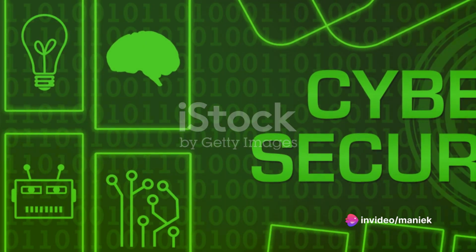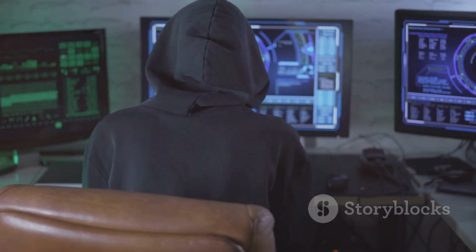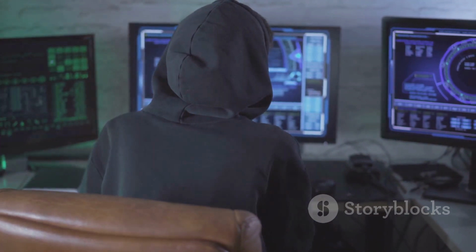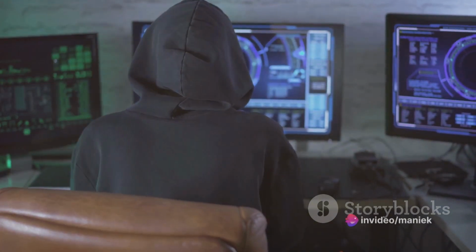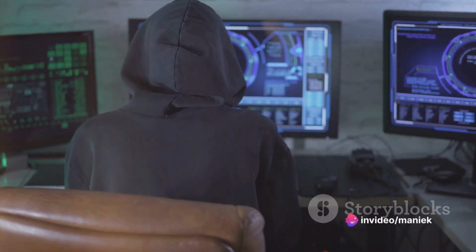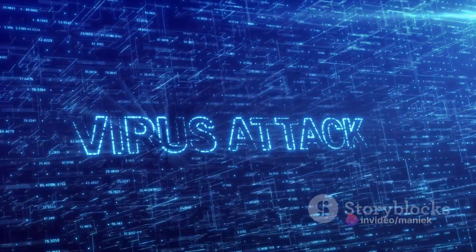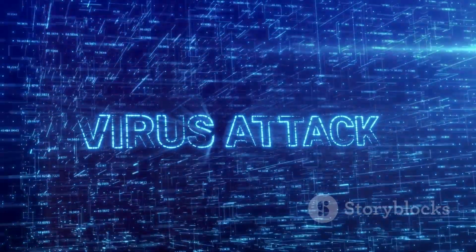Now imagine the internet as an enormous city. This city is teeming with residents, visitors, and regrettably some unsavory characters. These characters are the viruses, malware, and hackers that lurk in the shadows, waiting for an opportunity to strike. They're always on the prowl, looking for weak spots and vulnerabilities to exploit.